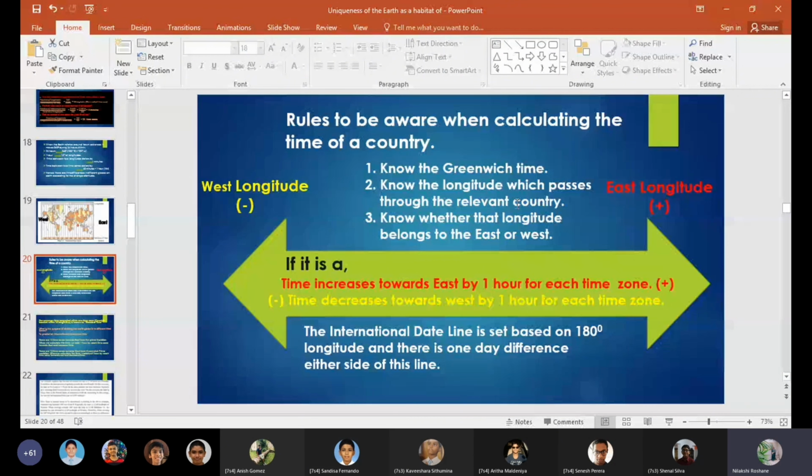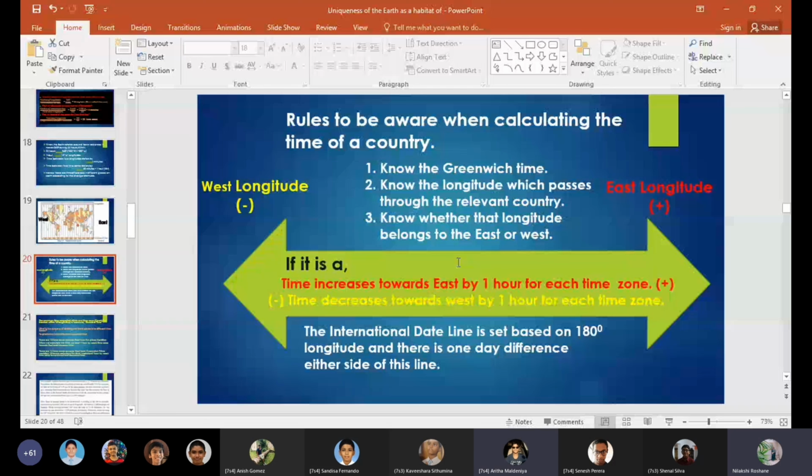Okay. So if it is a west longitude, what should you do? Read what is in the slide. If it is a west longitude, time decreases towards the west by 1 hour for each time zone. So if it is located in the east, what should you do? Time increases towards the east by 1 hour for each time zone.